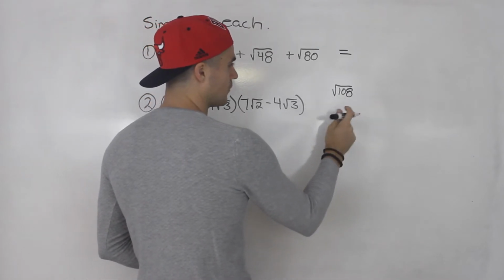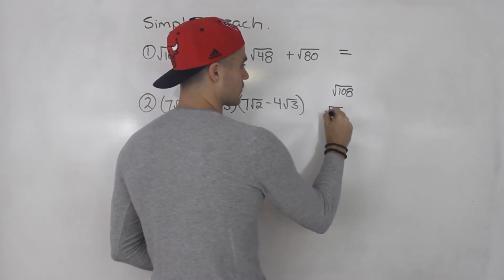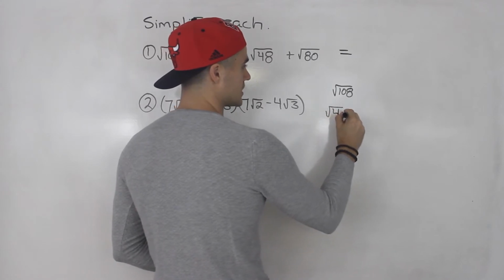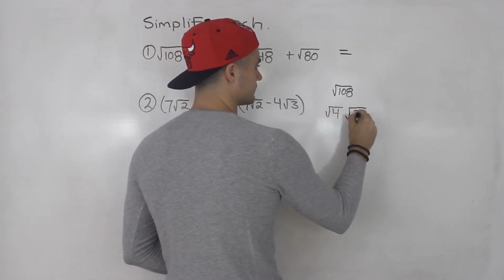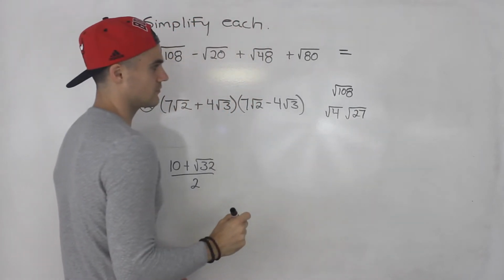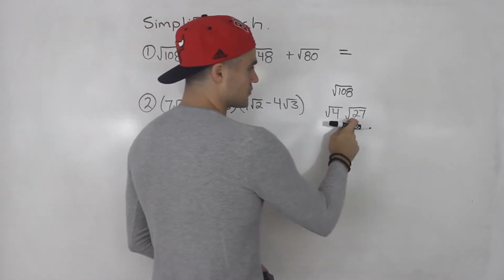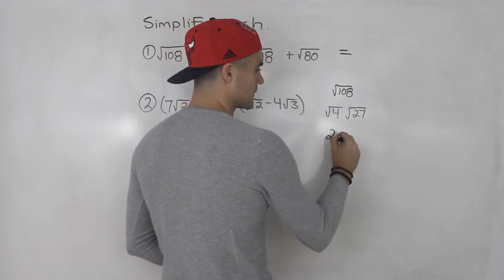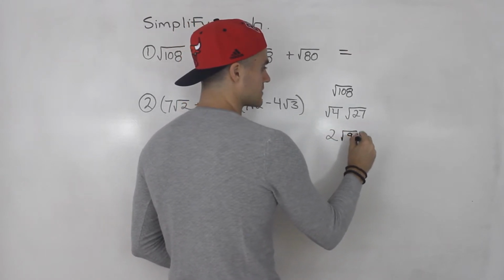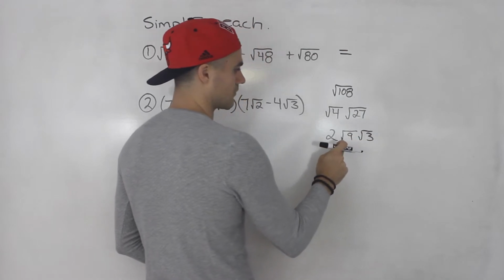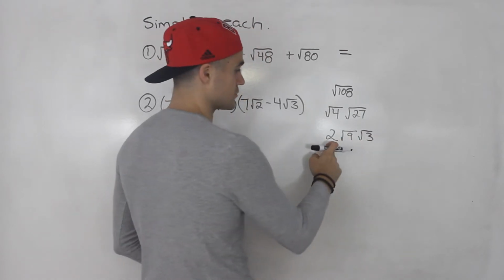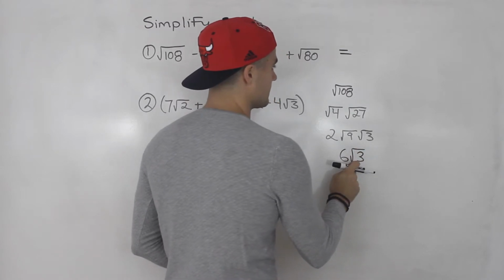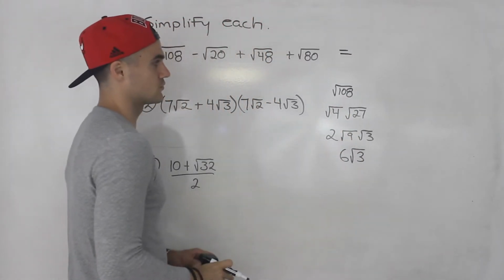Well, we can divide 108 by 4, so we could say root 4, and 108 divided by 4 would give us what? 27? And then the root 27, we can break that further down. So root 4 is 2, and then root 27, we could break that down into root 9 times root 3. And then root 9 is 3, so 2 times 3 is 6. So 6 root 3 is equal to root 108.